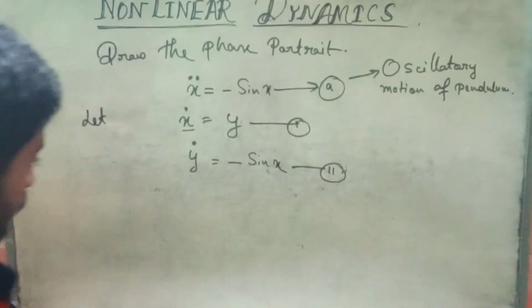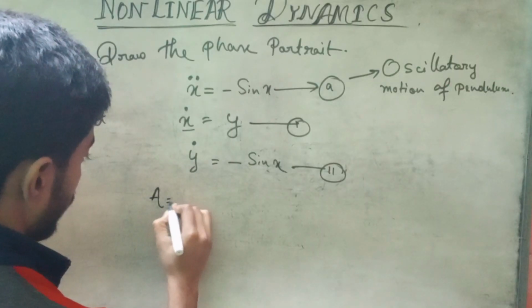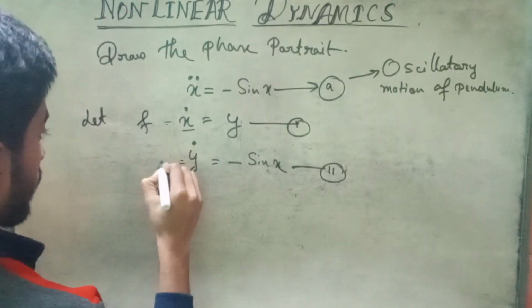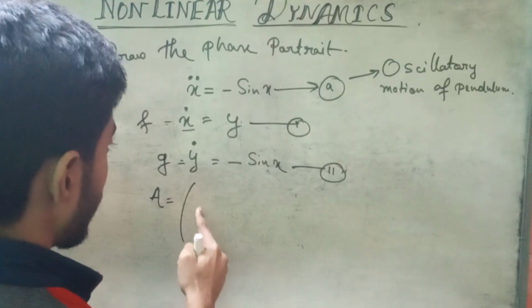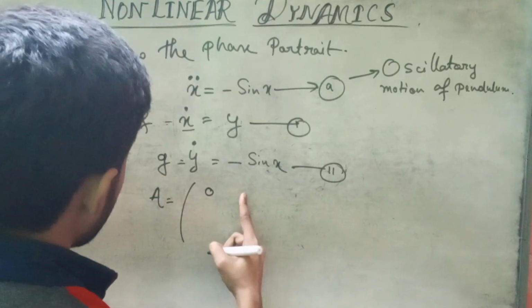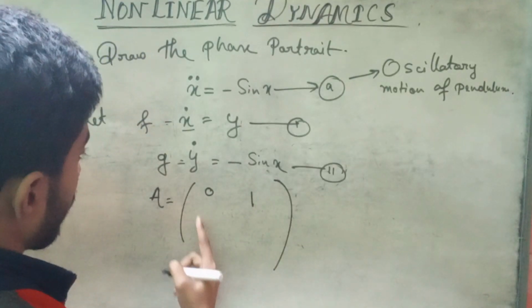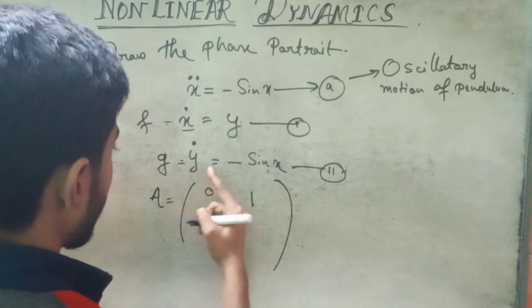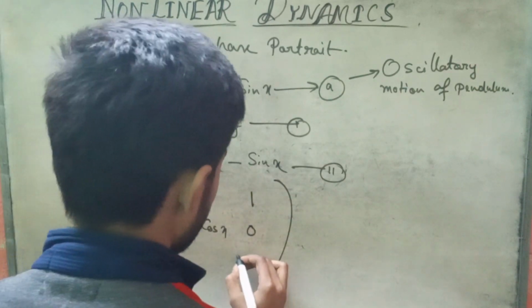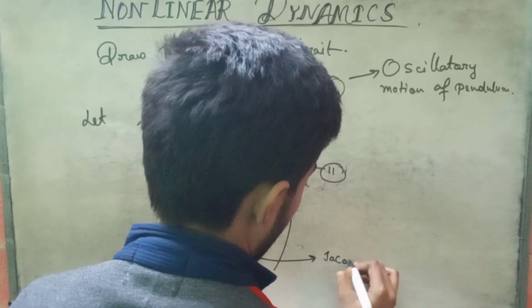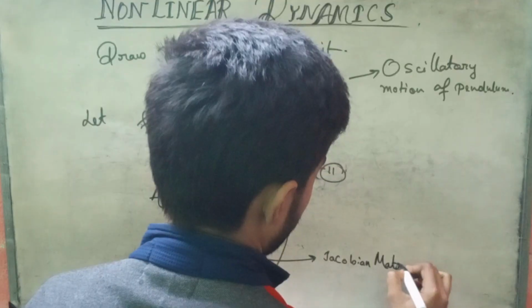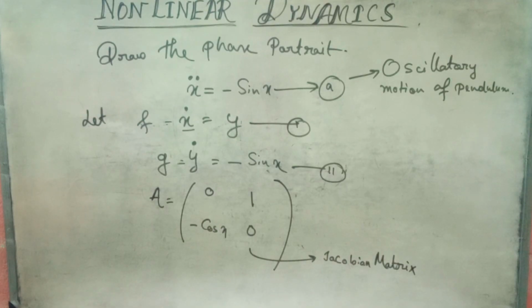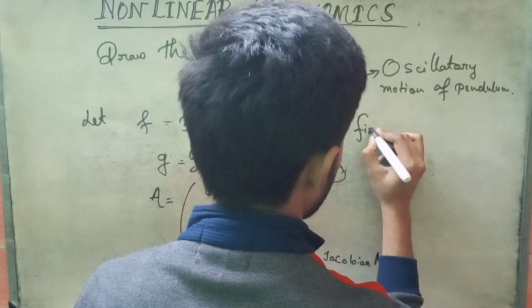Now, its Jacobian matrix A is equal to, where this is f and this is g, del f by del x which equals 0, del f by del y which equals 1, del g by del x which equals minus cos x, and del g by del y which equals 0. So this is just the Jacobian matrix. Now find its fixed points.